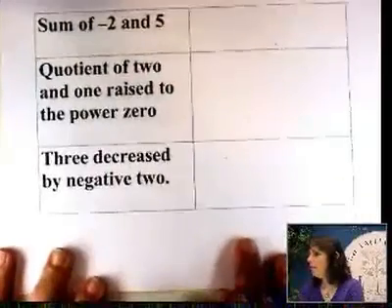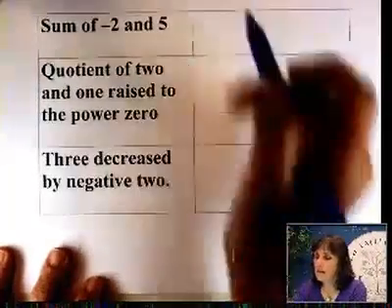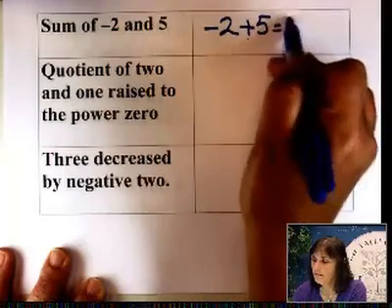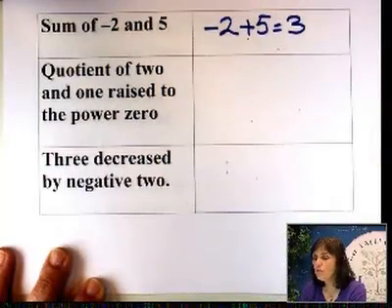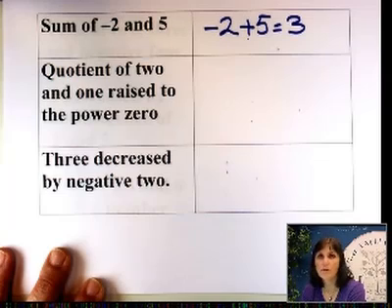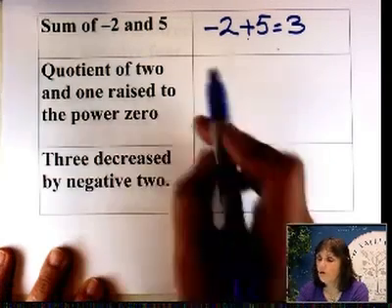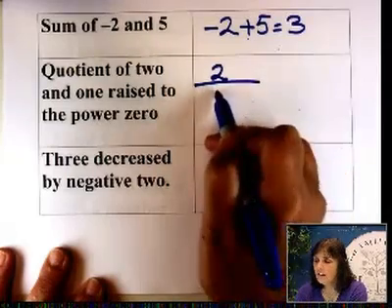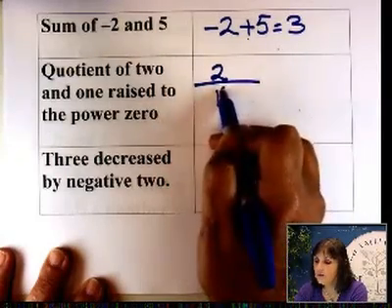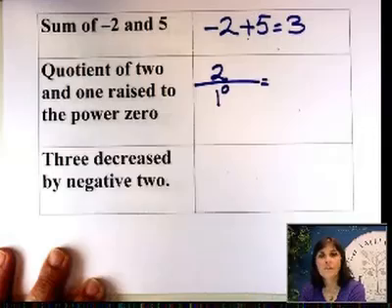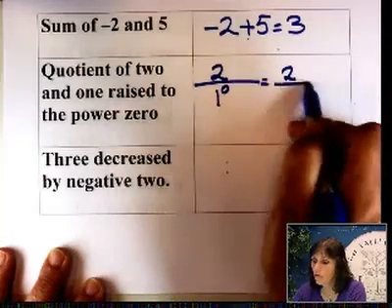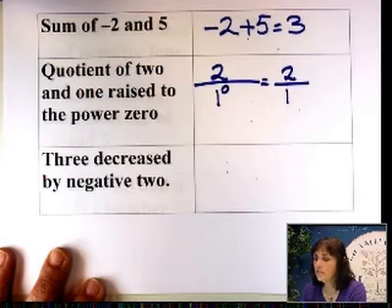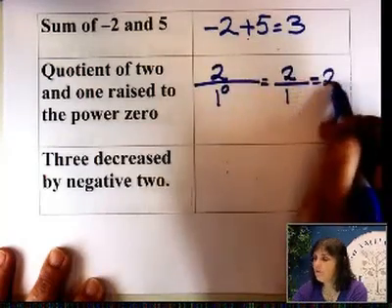Sum of negative 2 and 5. Sum, negative 2 plus 5. Quotient of 2 and 1 raised to the power of 0. Do you remember power of 0? That was 1 always, except 0 to the 0th power, that was undefined. 2 divided by 1, 2.